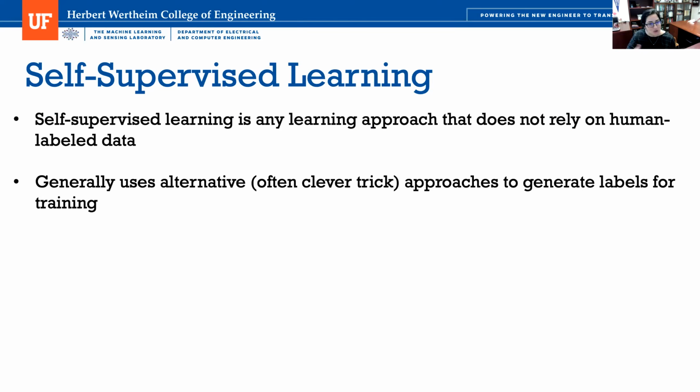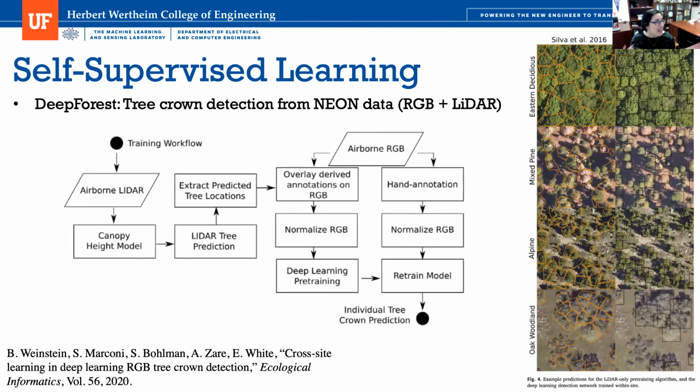So our first foray into this work, I'm going to talk about, it's not purely self-supervised, but it's almost there, okay? And this is work that we're calling deep forest. So this is tree crown detection from NEON data. NEON is the National Ecological Observatory Network, and they've got sites throughout the US where they're regularly flying hyperspectral and LiDAR data and collecting a lot of measurements on the ground.